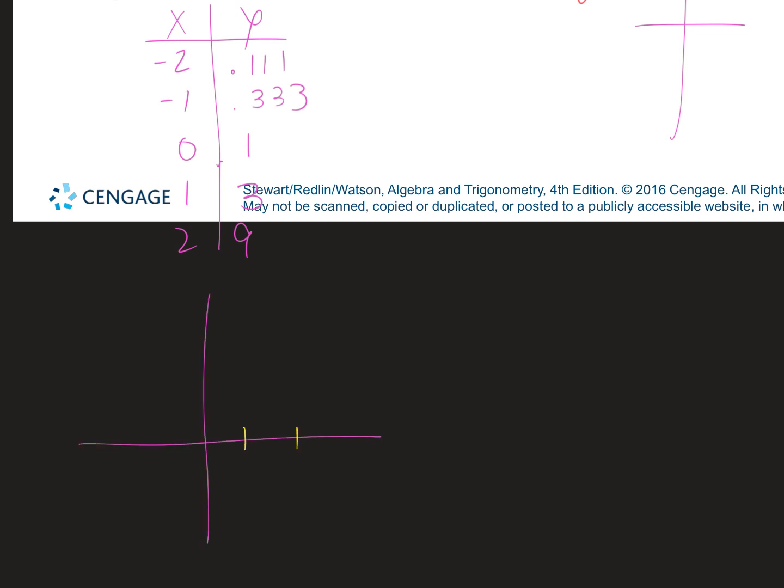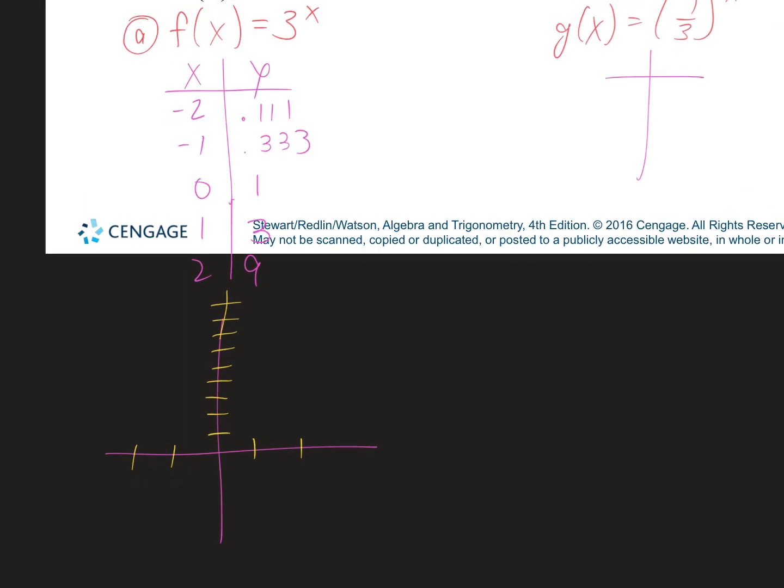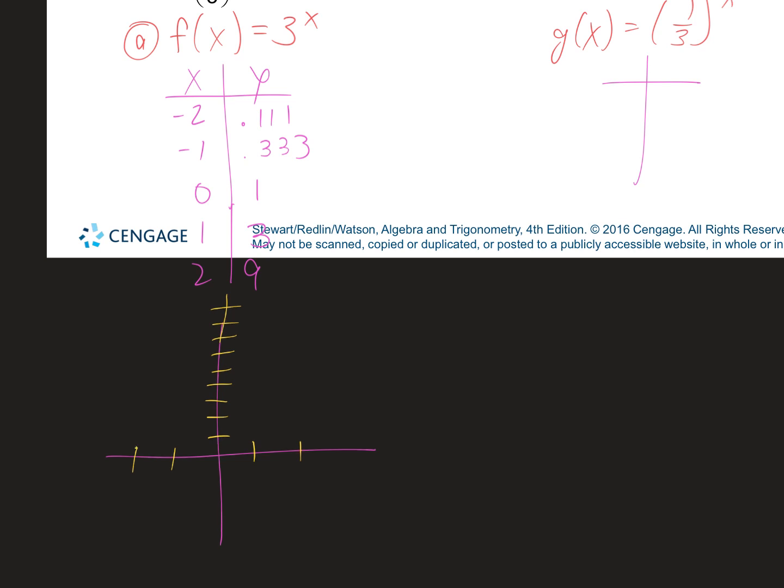here's 1, 2, here's -1, 2. All right, so at -2, you're at 0.111. It's like right there. At -1, you're at 0.333. At 0, 1, and then at 1, you're at 3, and then at 2, you're at 9. Do you guys notice how it starts off slow, and then it got bigger in a hurry? Your domain for all your exponential functions is going to be -infinity to +infinity. You can plug in any x's you want. You'll get out a y value.